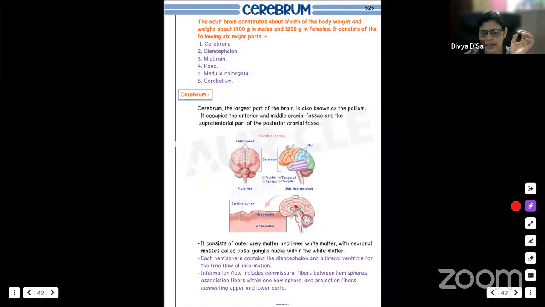The cerebrum is not only connected to the opposite cerebral hemisphere, it is also connected to the brain stem. So how is it connected? By the projection fibers. So they are basically the white matter, where we classify them as commissural fibers and projection fibers.